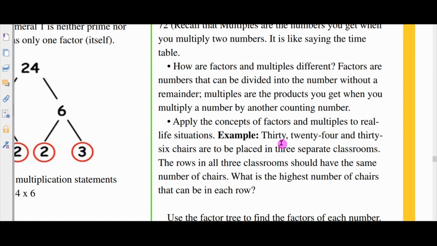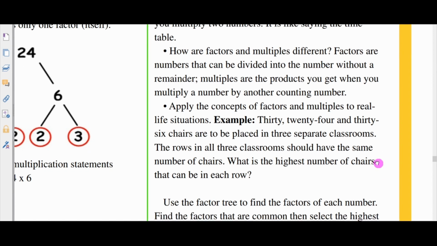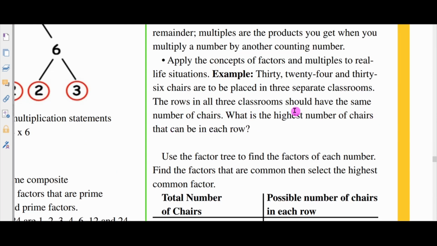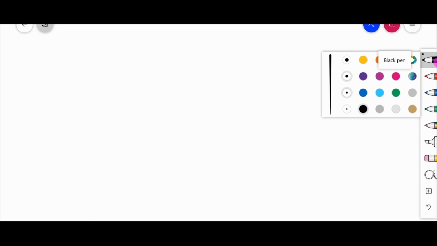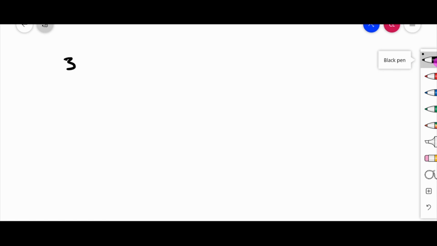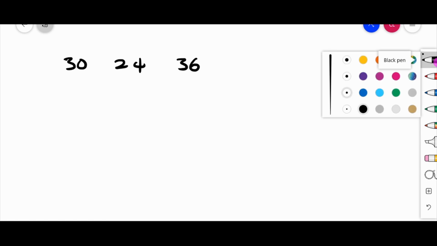Here's an example. 30, 24, and 36 chairs are to be placed into 3 separate classrooms. The rows in all the classrooms should have the same number of chairs. What is the highest number of chairs that can be in each row? So they asked us to find the highest common factor. That's what we're really working for. The highest common factor of 30, 24, and 36. So what are the factors of 30?